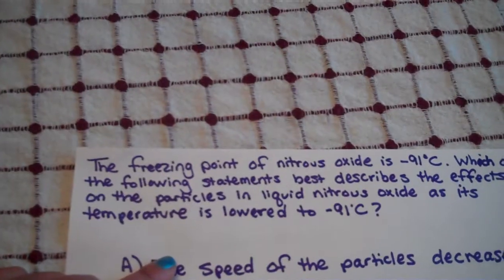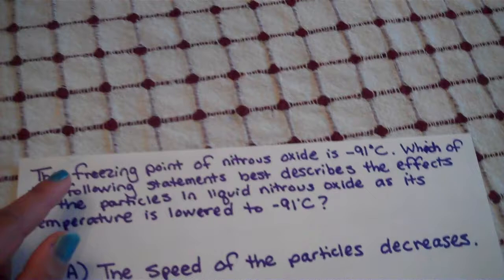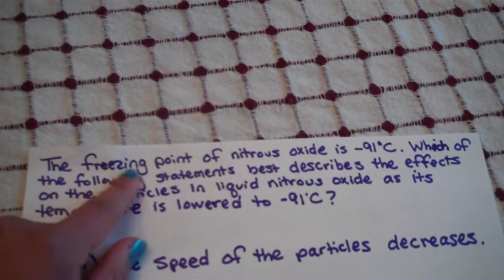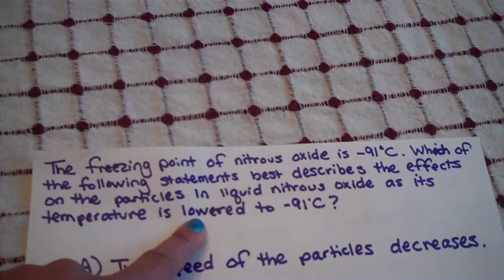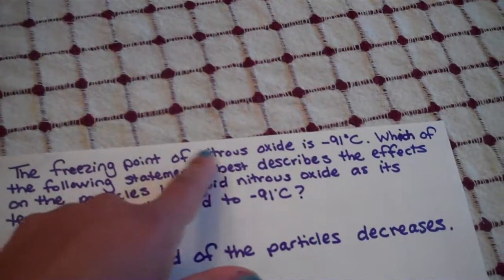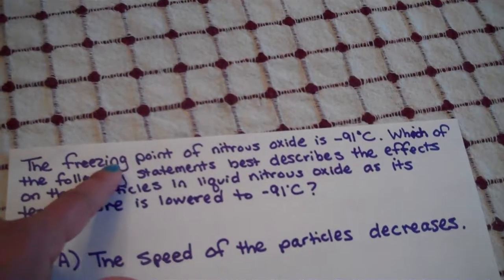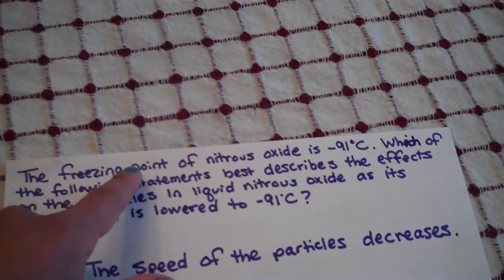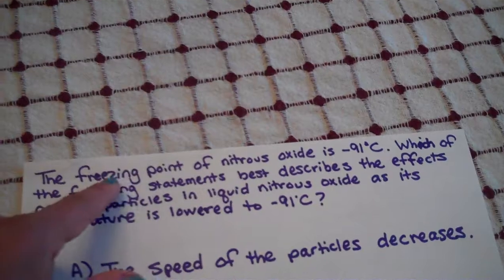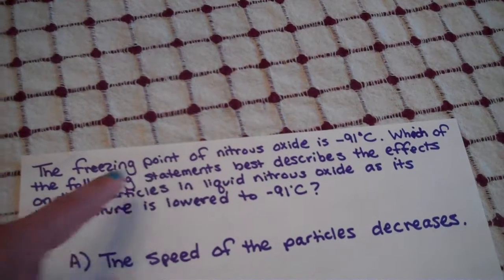So when we look through something like this, it looks very wordy, but we're looking for words we're familiar with, like freezing point, and it's a liquid, and it's lowered. So they're not really asking about the nitrous oxide in general. They're asking you about what do substances do when it's reaching its freezing point.